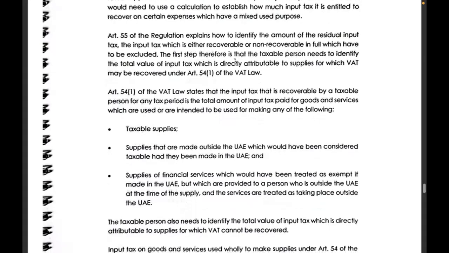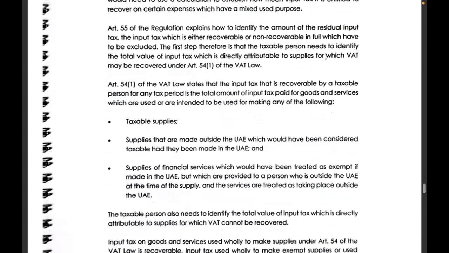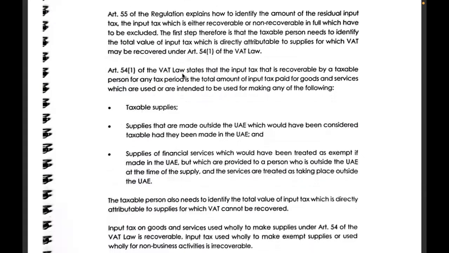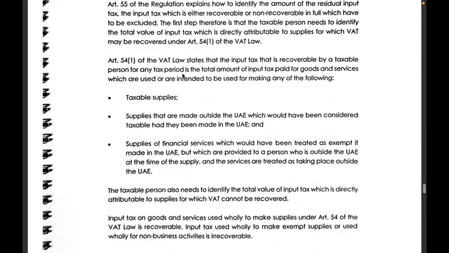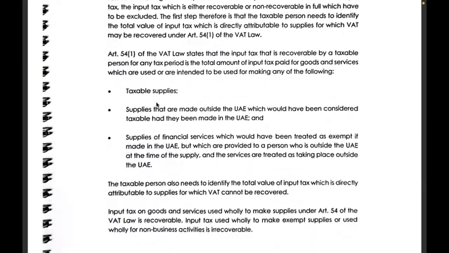The first step is that the taxable person needs to identify the total value of input tax which is directly attributable to supplies for which VAT may be recovered. So basically, the entire input VAT we have to divide into three components. First, that input VAT which relates entirely to taxable supplies. Second, that input tax which relates entirely to exempt supplies. And the third group would be input VAT that relates to mixed supplies. So let us have a look at it.